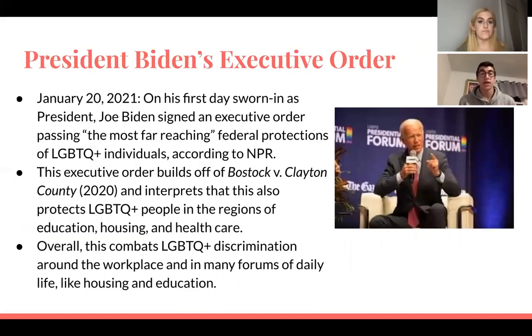President Biden's new executive order. On January 20th, 2021, President Biden was sworn into office. On his first day, he signed an executive order passing, quote, the most far-reaching federal protections of LGBTQ plus individuals, according to NPR. This executive order builds off of Bostock v. Clayton County, like we talked about before, and interprets that this Supreme Court decision also protects LGBTQ plus individuals in the regions of education, housing, and healthcare. This combats LGBTQ plus discrimination in many forms of daily life.